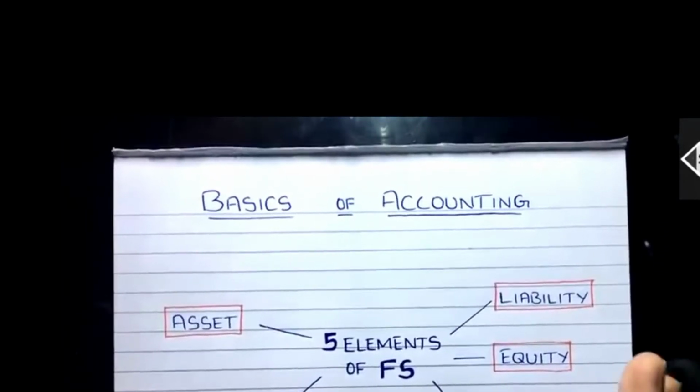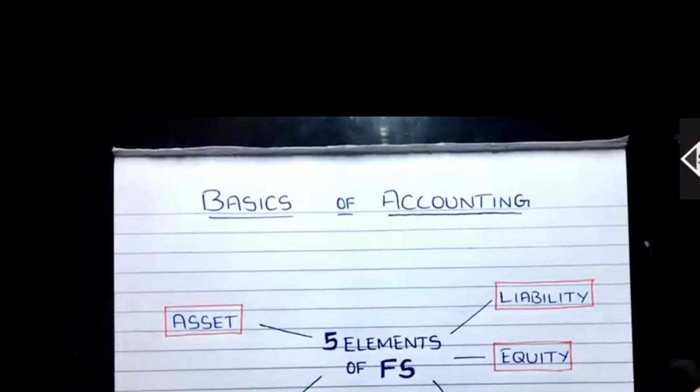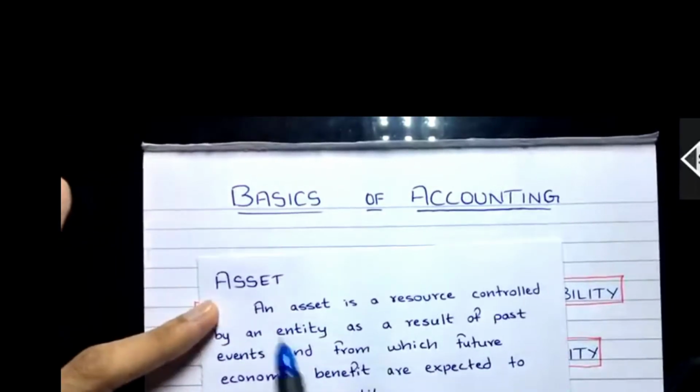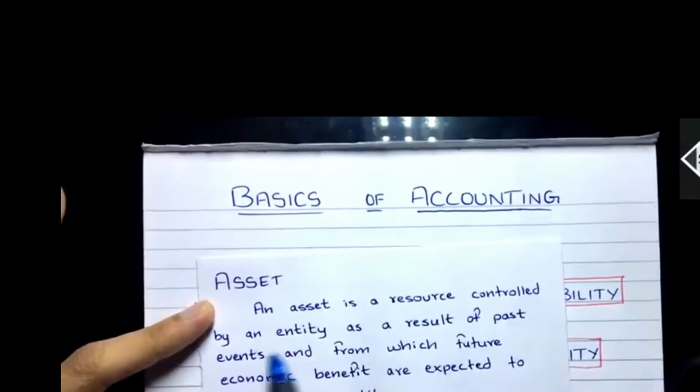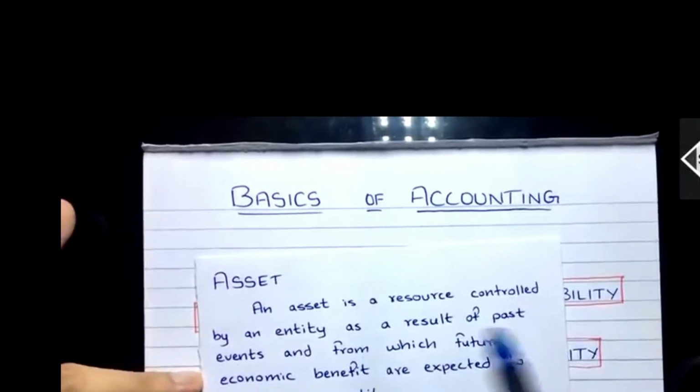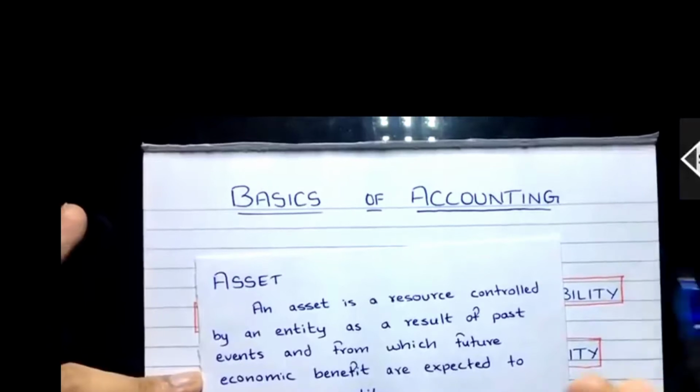Now we have to understand this properly in depth. So let's do that. Let's understand the meaning of each and every item properly. Now let's see the meaning of the asset first. See here, an asset is a resource controlled by an entity as a result of past events and from which future economic benefits are expected to flow to the entity. That's what an asset is.